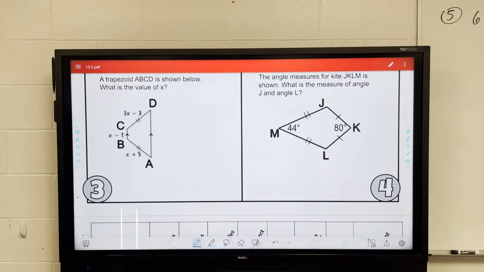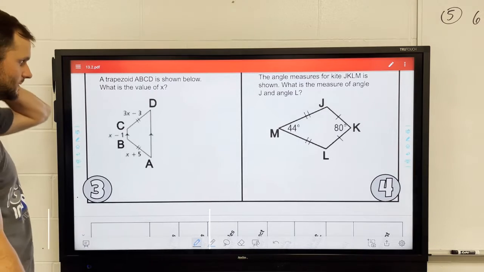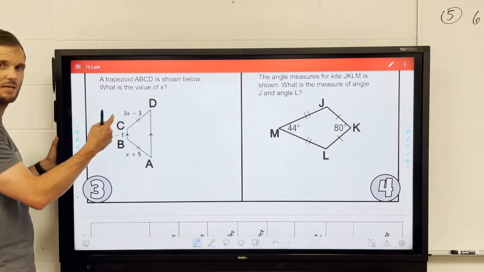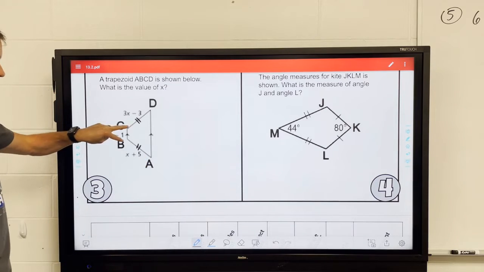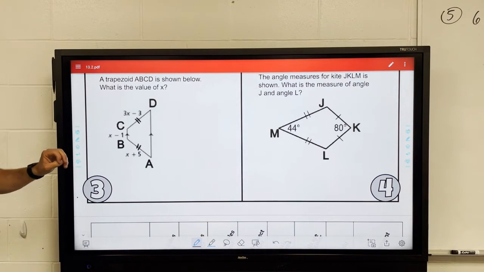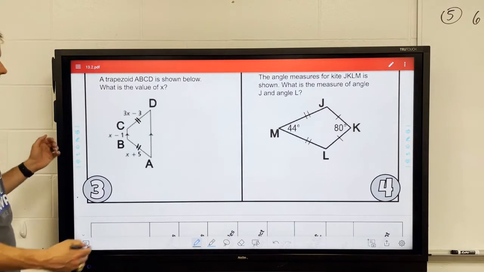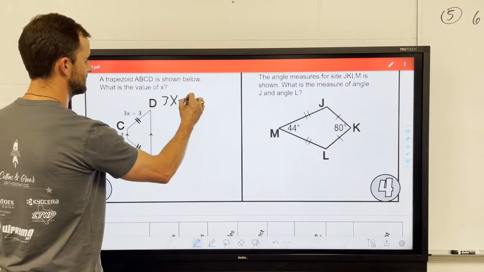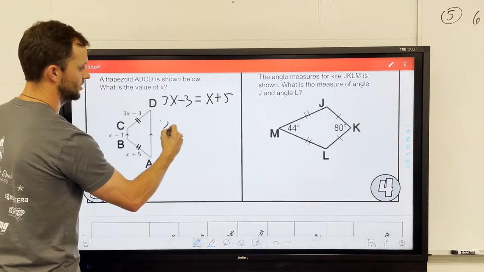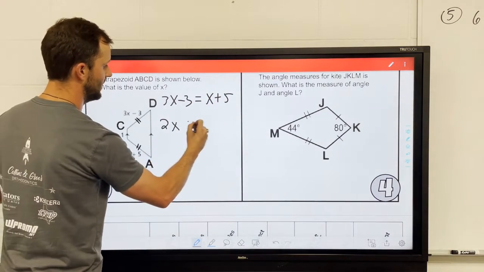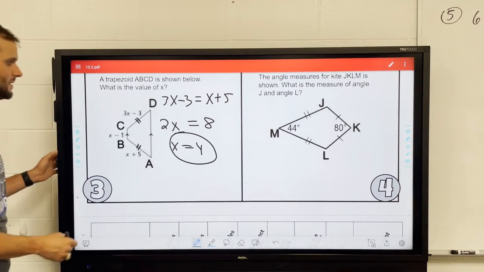Looking at example number 3, it says a trapezoid ABCD is shown below. What is the value of X? In this instance, this is an isosceles trapezoid because these two lines and these two lines have the same amount of marks, so they are congruent to each other. That means BA and CD are equal, so I can solve for X by creating an equation. 3X minus 3 equals X plus 5. I subtract X, which gives me 2X. I add 3, which gives me 8. I divide by 2, which gives me 4. So X is going to be 4.